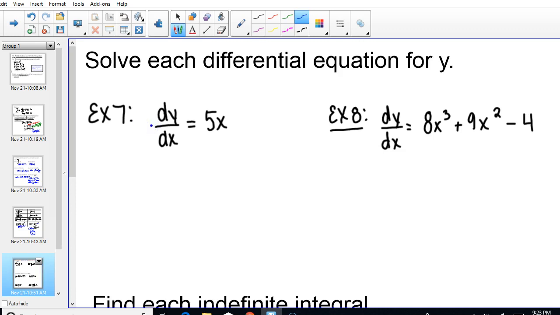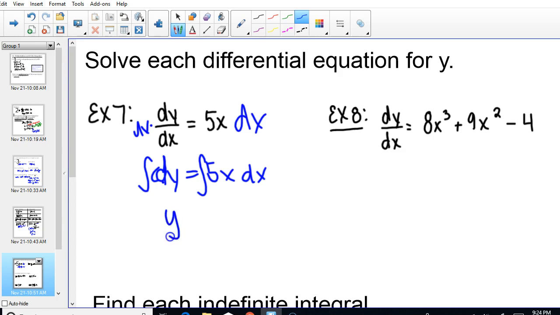So you could multiply both sides by dx here, and that gives you dy equals 5x dx. And then you would integrate both sides. You have to have that dx over there on the other side when you're solving this, because the integral of dy is y. You don't want the dx over there messing you up. And when you integrate 5x, you're going to increase your exponent by 1. That'll give you an x squared. And then divide out front by that 2. So 5x squared over 2, or you could put 2.5 there if you would like.